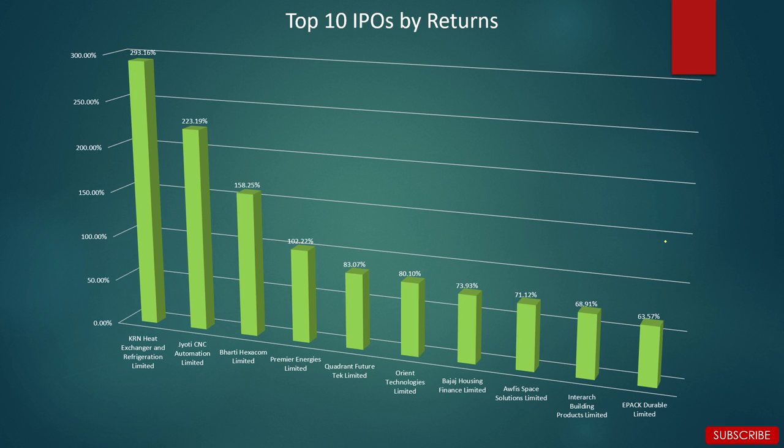Now let's see the top 10 by returns. So this is the return by first week of March. Sorry, first week of April. So by first week of April, this is the return, and this IPO gave returns of almost 300%. That is insanely high returns. This too was good, and all these are good for those who got the allotment in these IPOs.